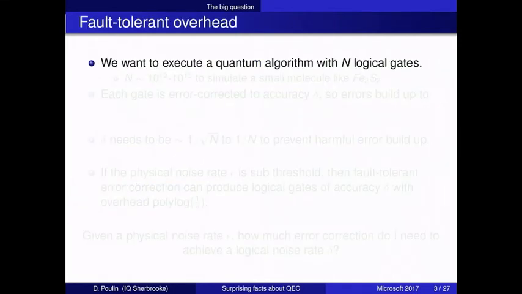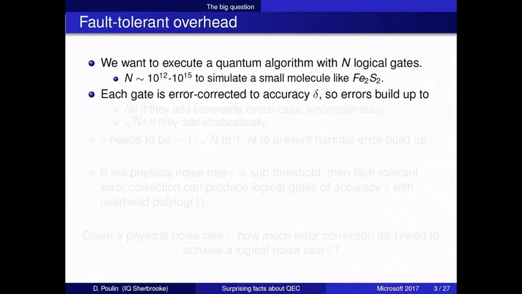So let's say we want to execute a quantum algorithm which requires n logical gates. If you want to do simulation of a molecule like this ferredoxin, you need something like 10 to the 12, 10 to the 15 gates. I don't know if these numbers are up to date, but that's kind of ballpark. And anyway, you'll see that everything is at best ballpark here. So yeah, you need a lot of gates.